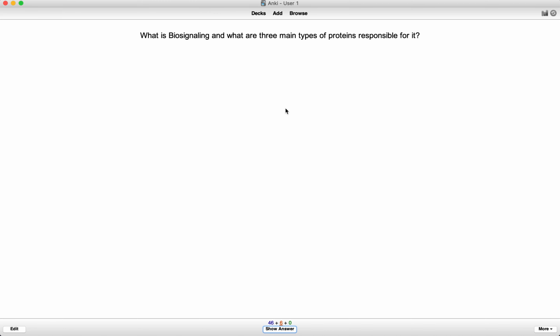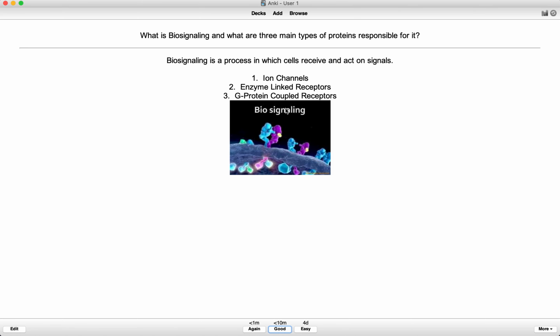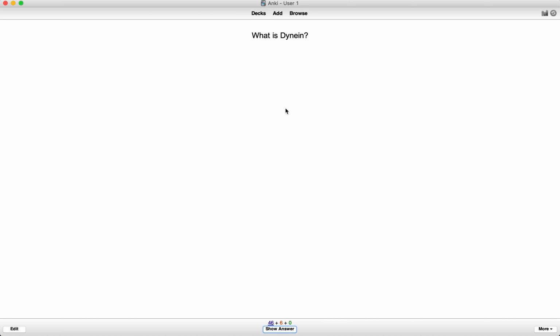So biosignaling is how cells receive and send out signals. The three main types of protein responsible for it are the ion channels, G protein coupled receptors, and the enzymatic proteins, or catalytic proteins. That's the name: enzyme linked receptors.